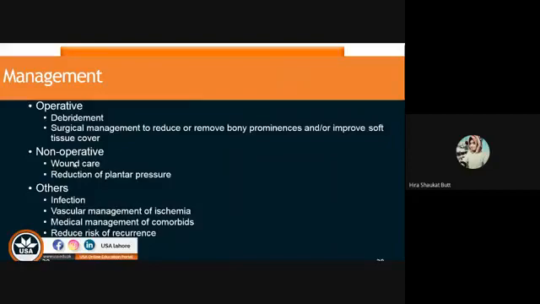the priority basis. If we talk about the management section, obviously you can go for the debridement if there is infection. You can go for the surgical management to reduce or remove bony prominences and to improve soft tissue coverage. If you want to go for the conservative approach, then you can go for the proper wound care, or you have to work for the reduction of the plantar pressure. You can go for specific vascular management of ischemia. You can go for the medical management and some prevention of the risk factor or the controlling of the risk factor. And the most important, you have to reduce the risk of the recurrence of the diabetic foot ulcer.